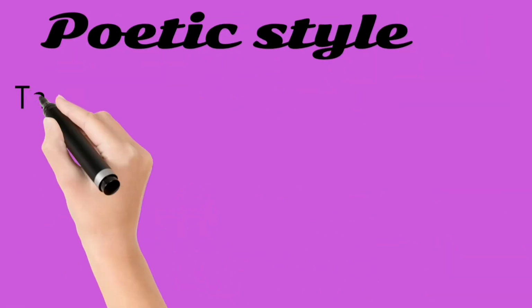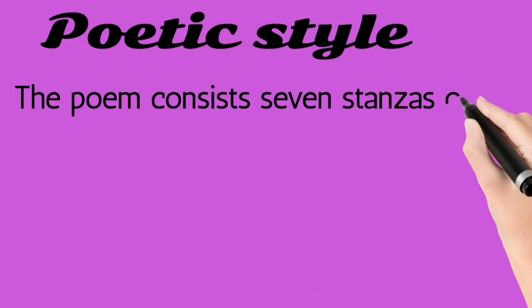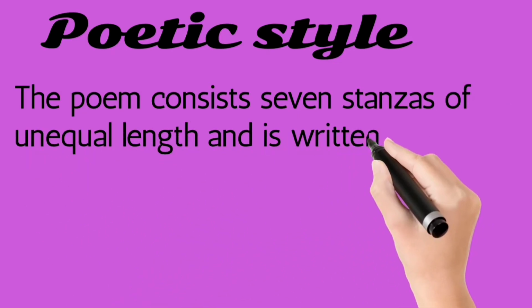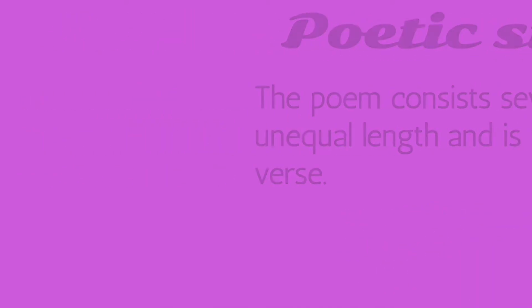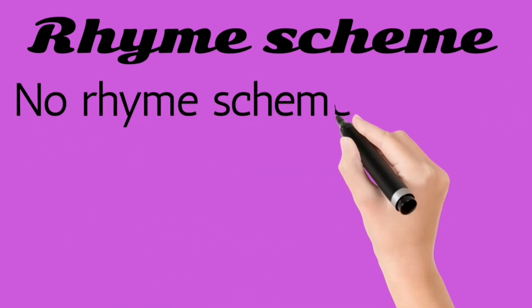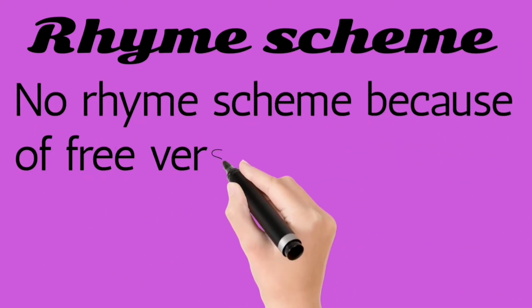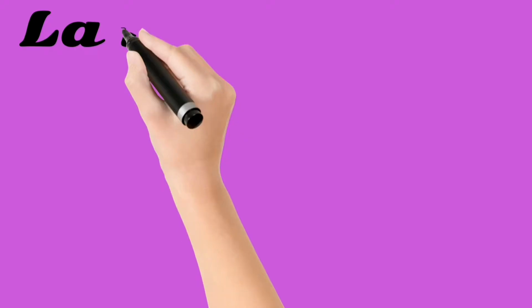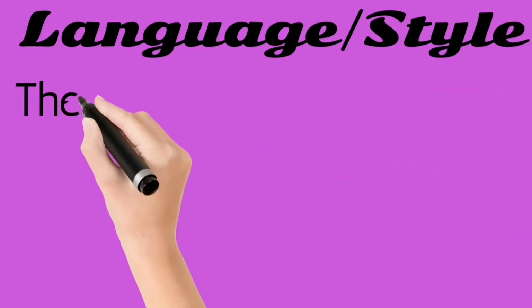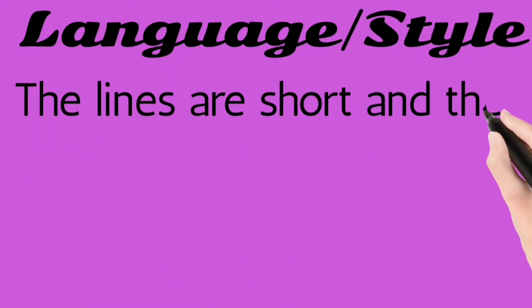Poetic style. The poem consists of 7 stanzas of unequal length and is written in free verse. Rhyme scheme. No rhyme scheme because of free verse. Language or style. The lines are short and the verses are lucid.